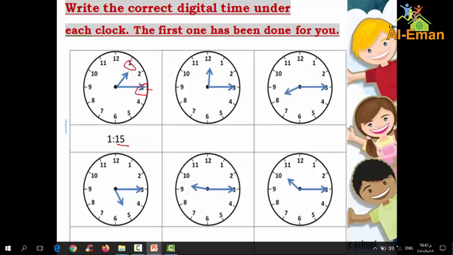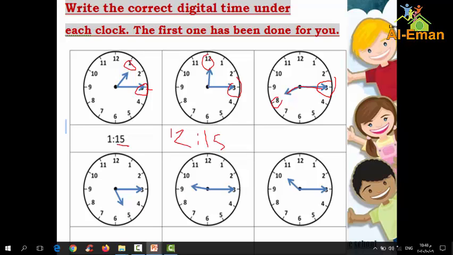Okay, the second one, the short hand points to 12 and the long hand points to 3. In a digital clock, in the hour we will write 12. So in minutes we will write what? 3. What does 3 mean in a digital clock? It means 15. That's great. The third one, the short hand points to 8 and the long hand points to 3.